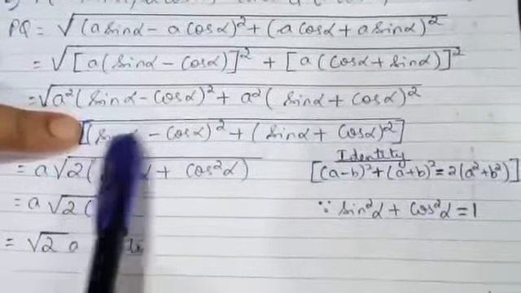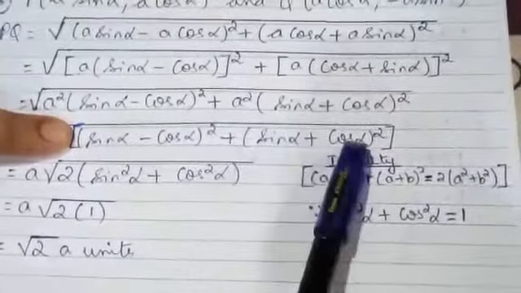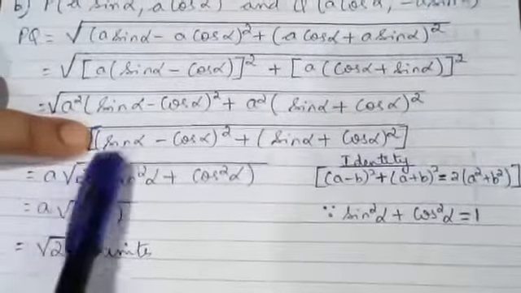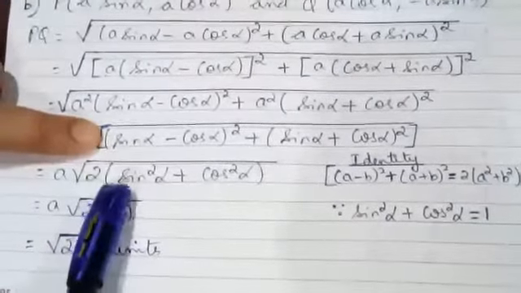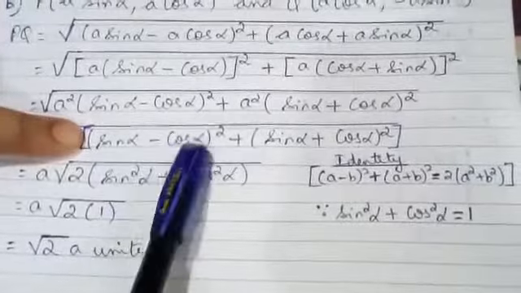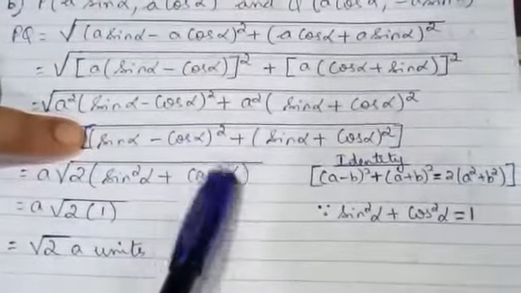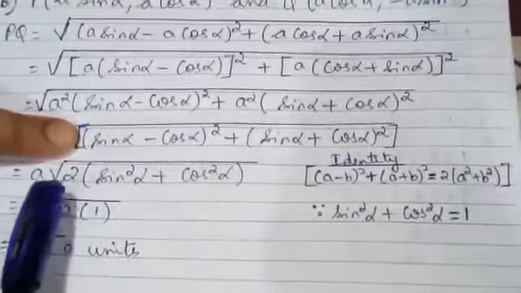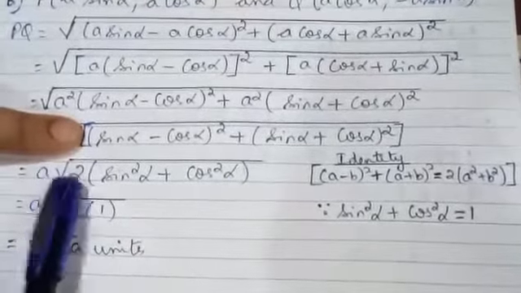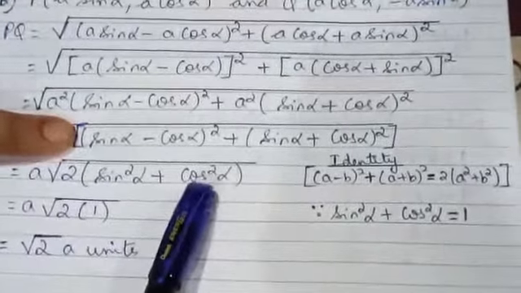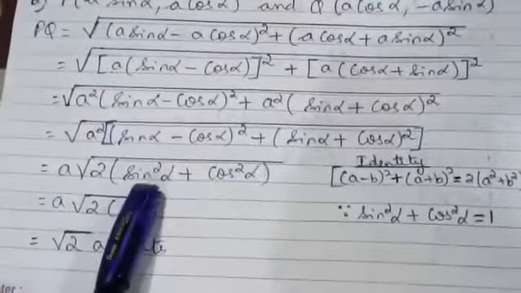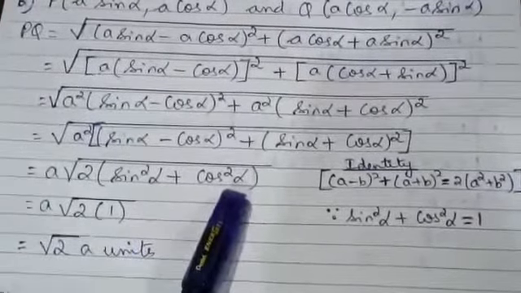Now this looks like a minus b the whole square plus a plus b the whole square, which can be written as 2 of a square plus b square. This is a square, so sine square alpha, plus b square, b is cos alpha, so cos square alpha. So 2 of sine square alpha plus cos square alpha. So we have a into square root of 2 into sine square alpha plus cos square alpha.